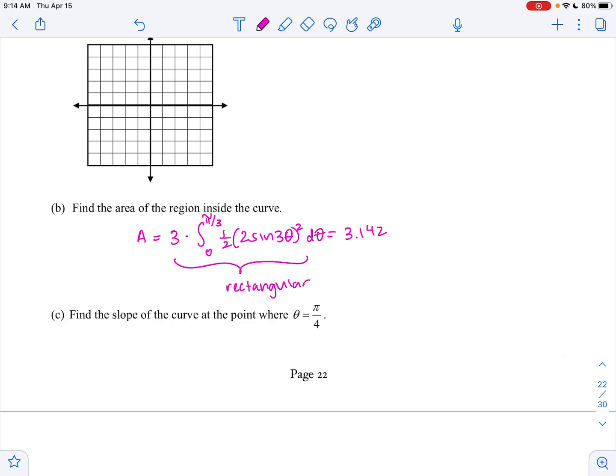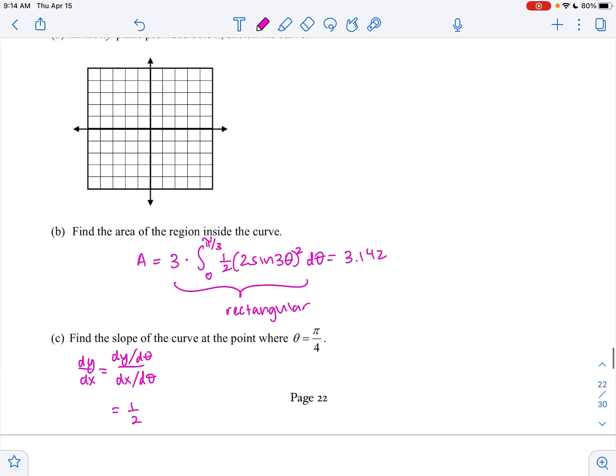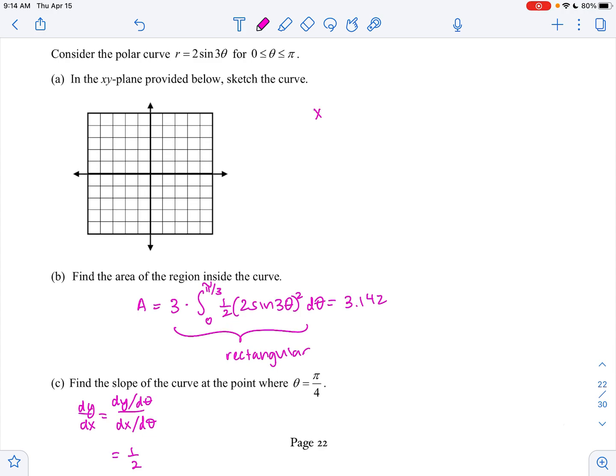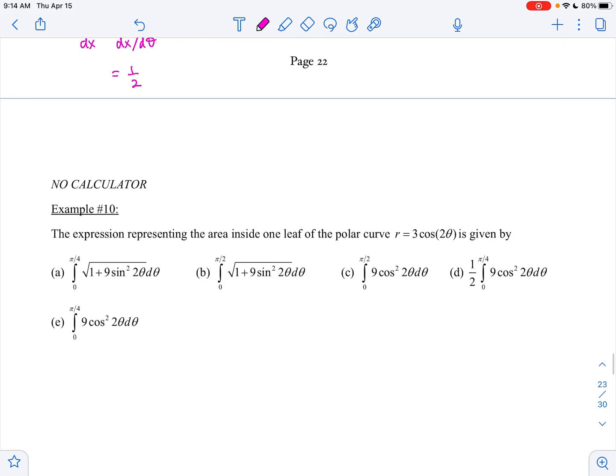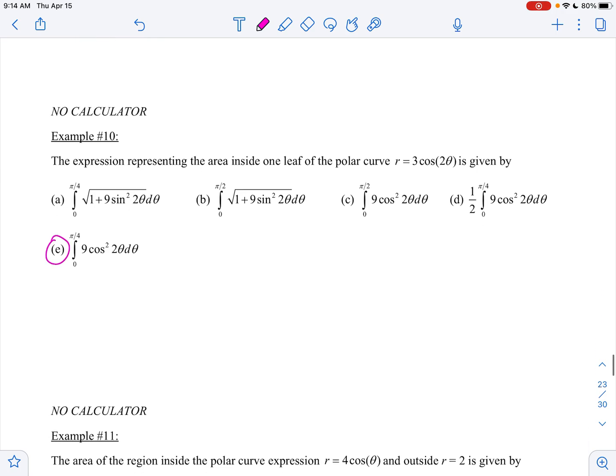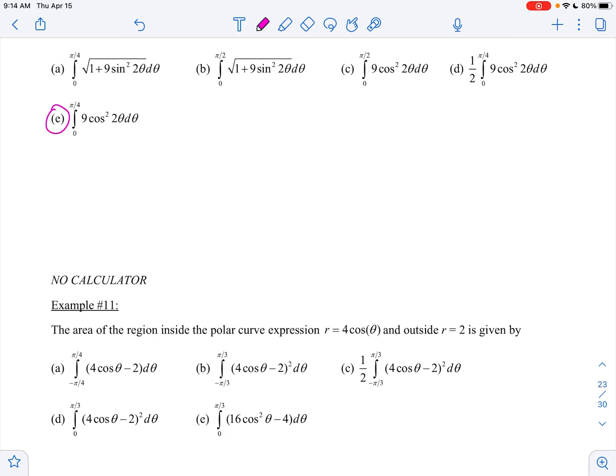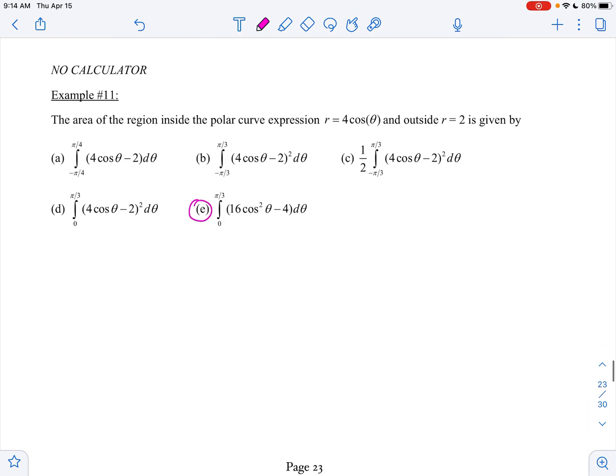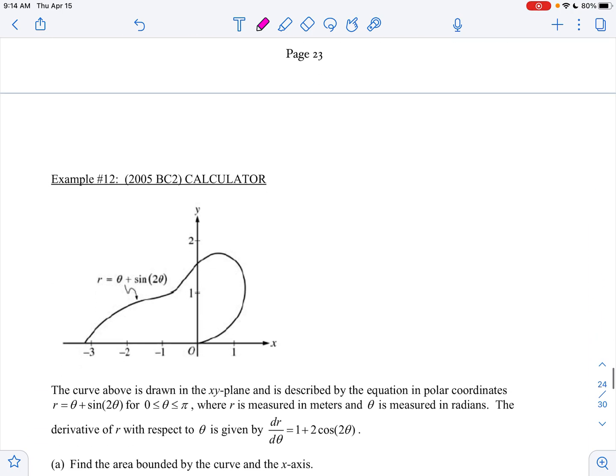So as you recall, dy/dx should be equal to dy/d theta over dx/d theta. And again, the solutions are provided here as 1/2. And don't forget that you're supposed to do a substitution where x is equal to r cosine of theta and y is equal to r sine of theta. The answer for example number 10 should be E, and the answer to 11, no calculator, should be E as well. Now the focus of this video is on page 24, example number 12.